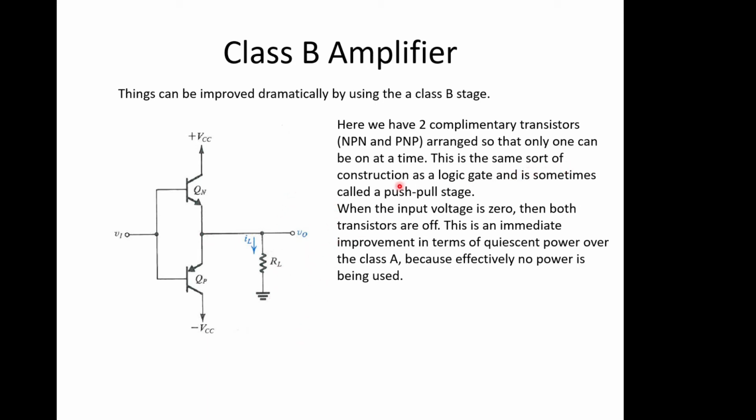And this is the same sort of construction as a logic gate, and sometimes people will call it a push-pull stage, because it's pushing and pulling this voltage up and down towards the rails. It's being actively driven. When the input voltage is 0, in this case here, both these transistors will be off. So there's no current flowing through it, and so instantly we don't actually have any wasted quiescent power because there's no bias currents involved. So that becomes really good in terms of efficiency. No signal in, no wasted power, which is a good place to be.